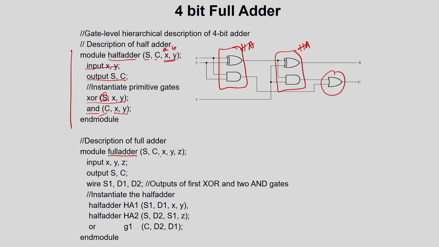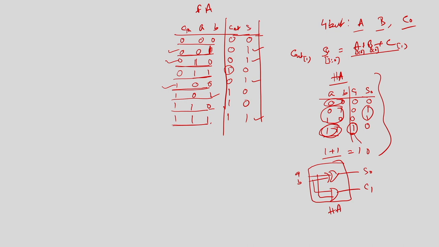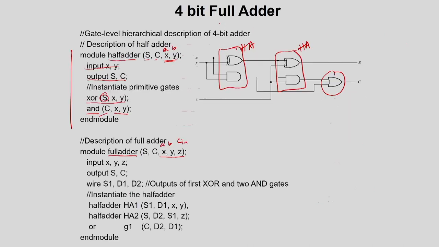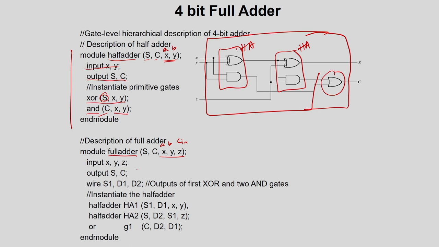So, I have now x, y, z, which is basically my A, B and carry in, and this is my carry out. In my example, this is my sum, this is carry out. In my full adder, x, y, z are my inputs, sum and carry are my outputs, and there are some internal wires you have to declare. This should be S1, this should be D1, and this should be D2. This is what the connections are.